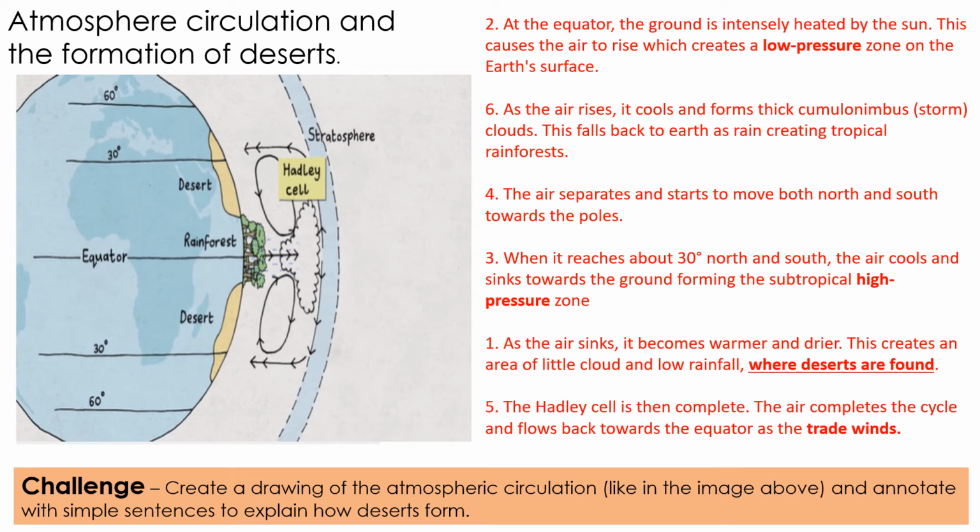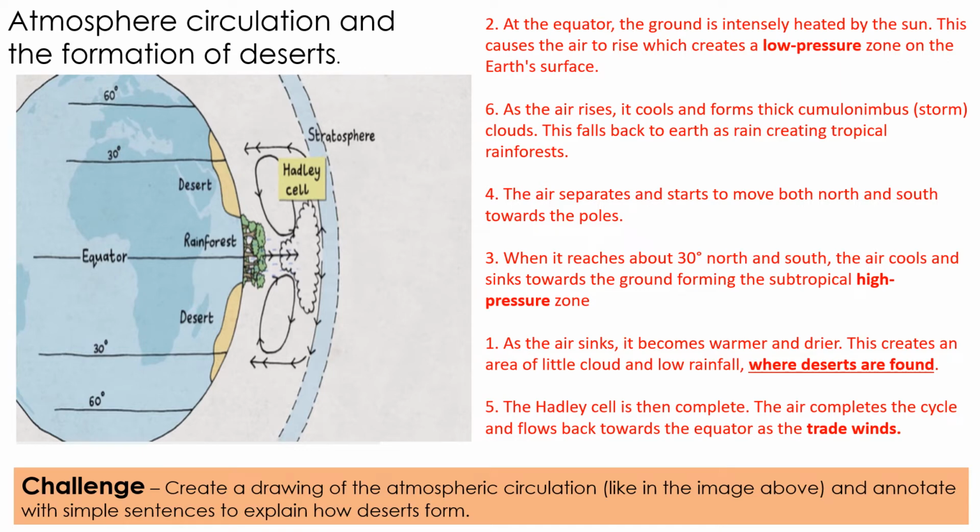Each of the sentences now is in the correct order, and I'm going to just talk through and help you understand the formation of why deserts form where they do. So we've already been through the first sentence, that at the equator, we know that this is where the sun is most intense, and the ground here is heated very, very quickly. This causes the air to rise, which again creates a low pressure zone on the Earth's surface. As the air rises, it cools and forms thick cumulonimbus storm clouds. And this falls back to Earth as rain, creating tropical rainforests.